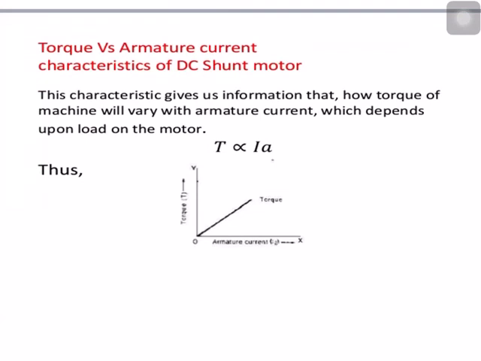And since a heavy starting load needs a heavy starting current, a shunt motor should never be started on a heavy load. So we have to take precautionary measures. Already we know that T is directly proportional to Ia, so the characteristic is a straight line through the origin. Heavy starting load needs heavy starting current, so a shunt motor should never be started on a heavy load. Okay, next one.